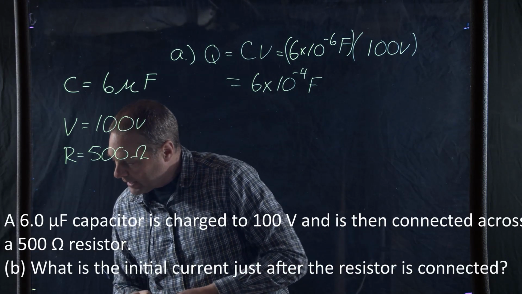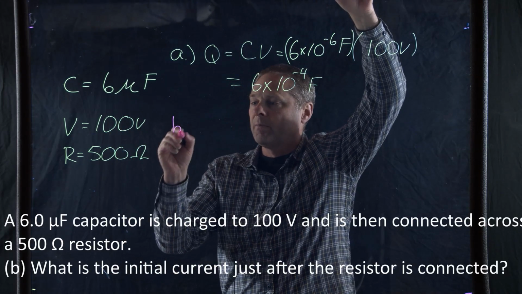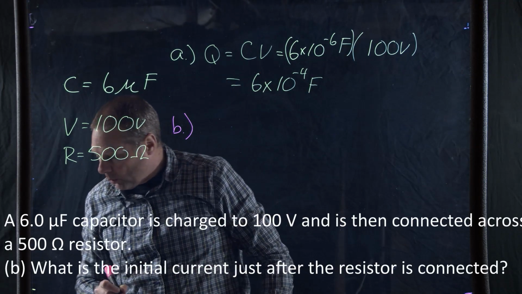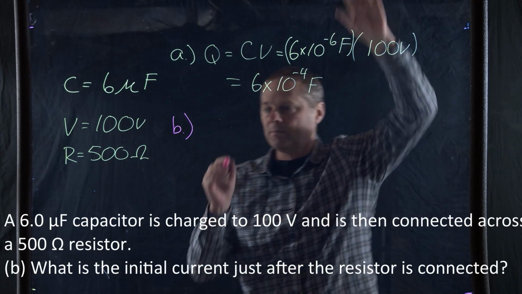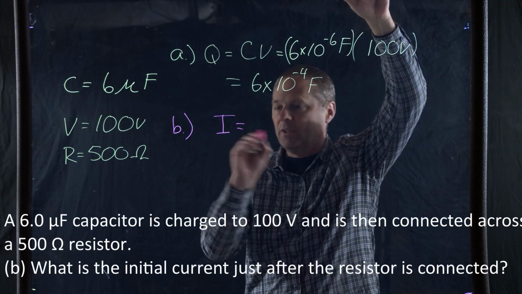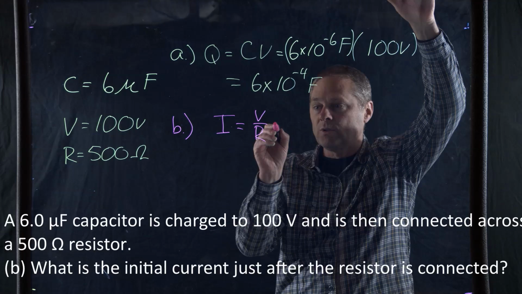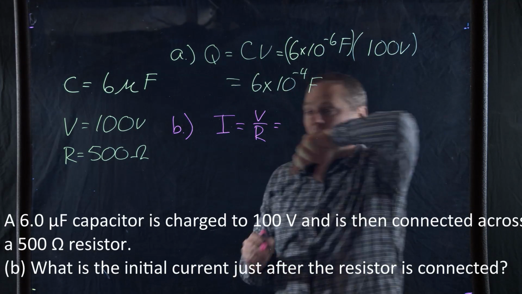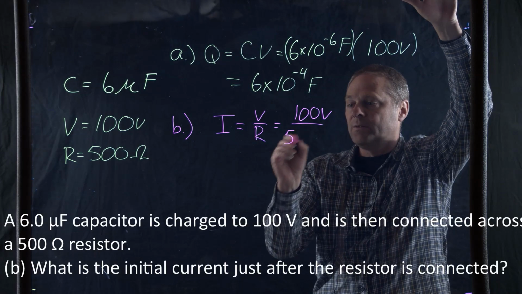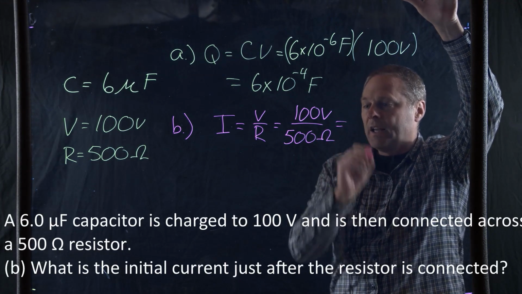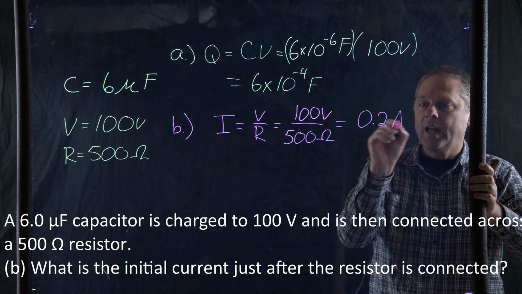B asks, what is the initial current just after the resistor is connected? So we're looking for current, and current is going to be equal to voltage over resistance, basically Ohm's law. The voltage is going to be 100 volts. We know the resistance is 500 ohms, and so this is going to be equal to 0.2 amperes.